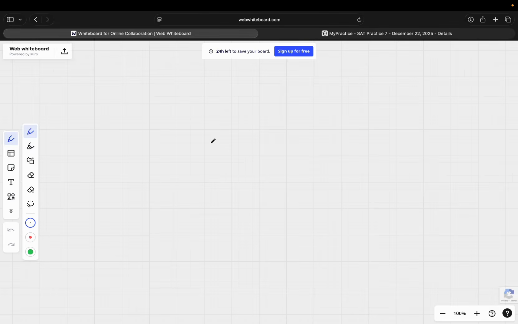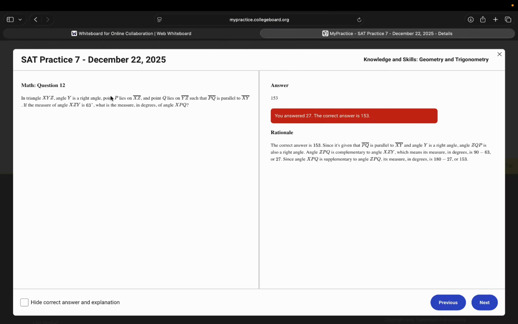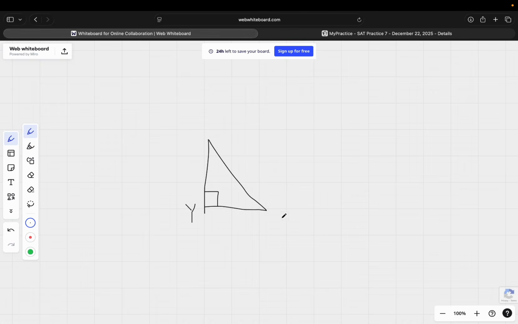So we have this triangle. It's a right triangle. Forget how bad it looks. So we have our right triangle, and the right angle is Y. We're told that right here: Y is a right angle. So let's call this X.